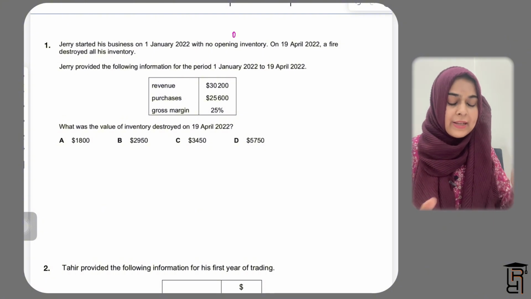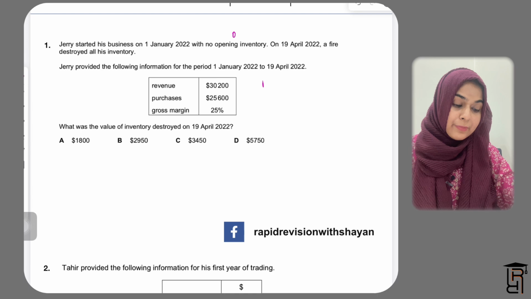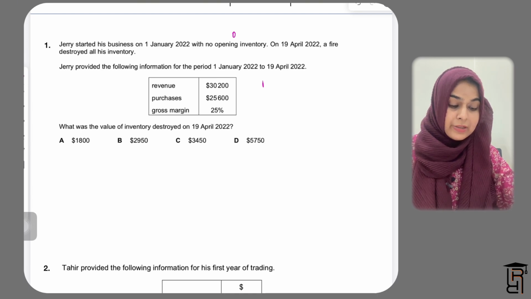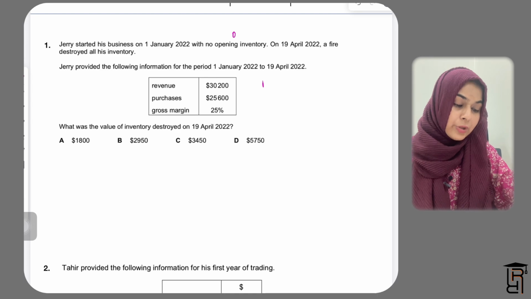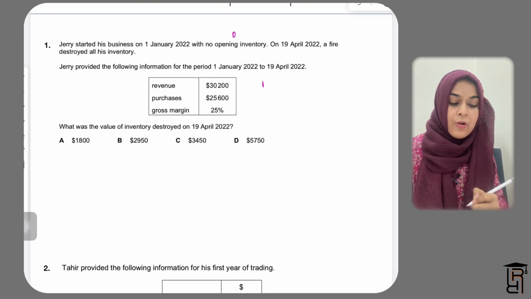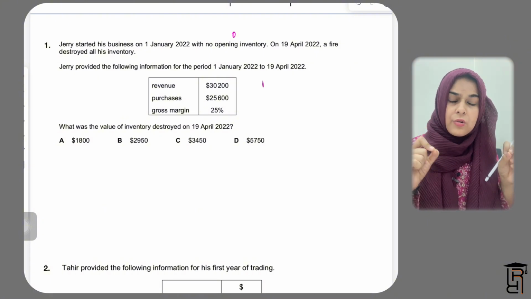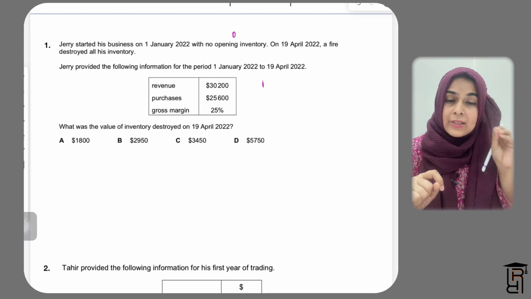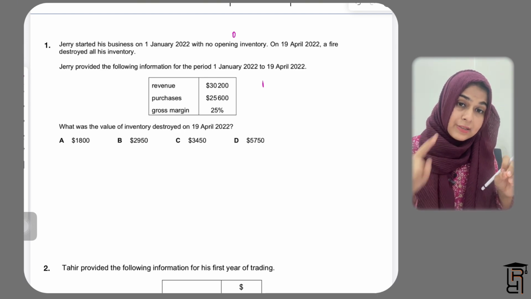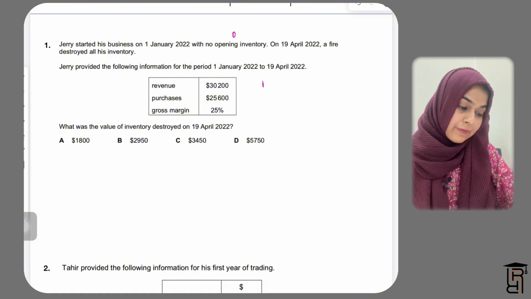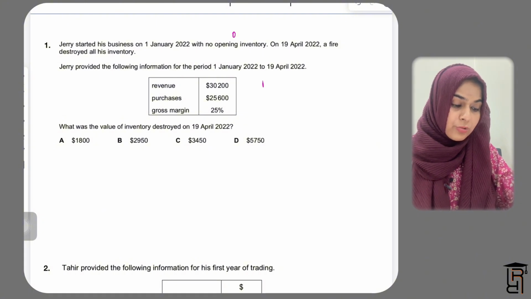Like I told you guys, when margin is given, revenue is 100%. So the revenue here is 30,200, which we need to assume is 100%. So I'll say revenue 30,200, and I'm going to equate this with 100. Because revenue is 100, your selling price is 100, and your gross profit on every unit is 25. So that means your cost is going to be 75%. I'll write here 75% for my cost of sales, which I will find out.